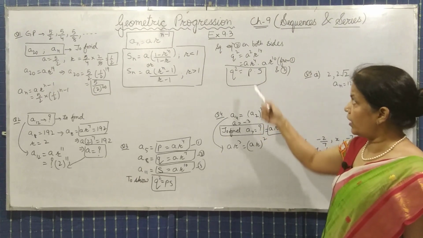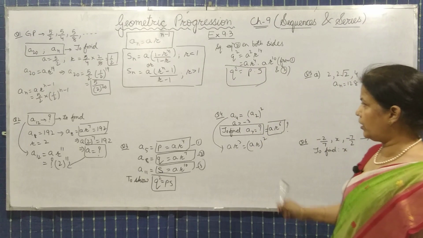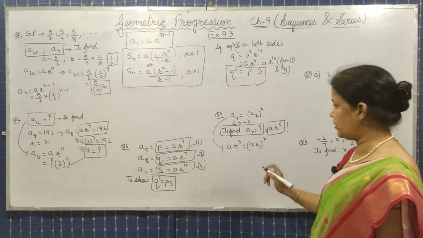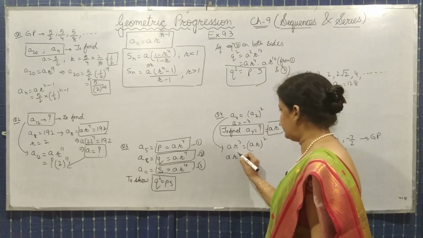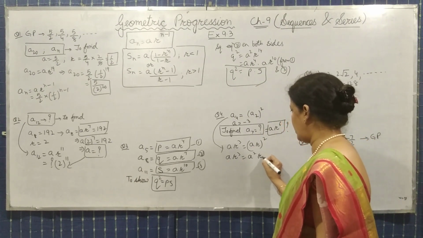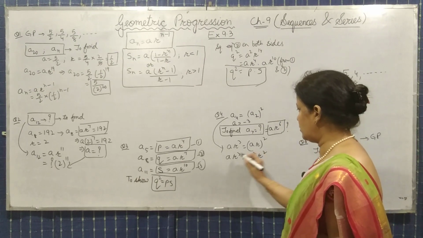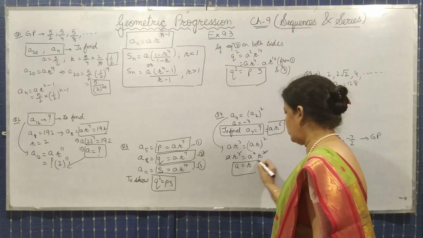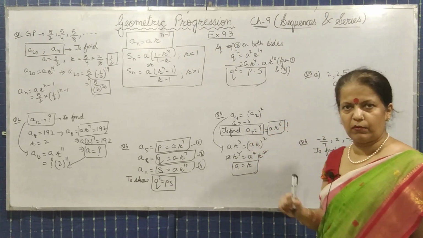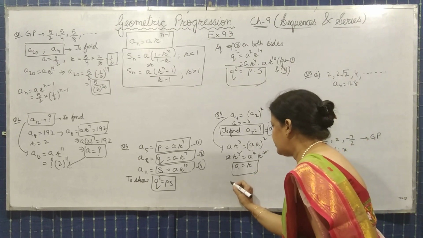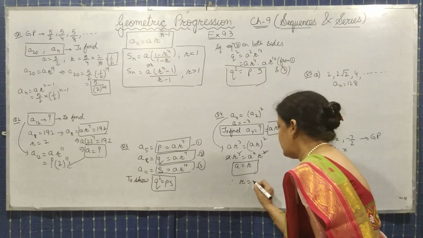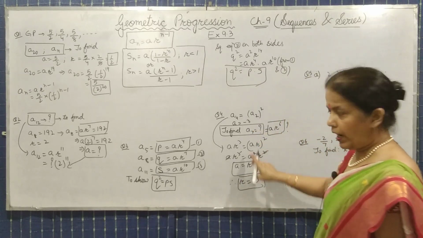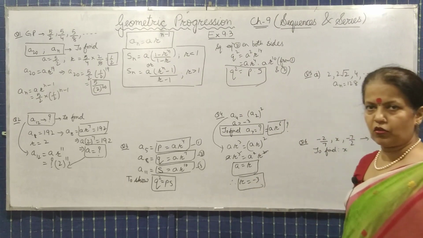Second term. So second term according to the formula, that is a r^(2-1). So a r^(2-1) is this. Open it. You will get a square r power 2. Cancel it. So a equals r. You will get this. And a value is given -3, so it means r is also -3. a equals r and a value is -3. Therefore, r is also -3.